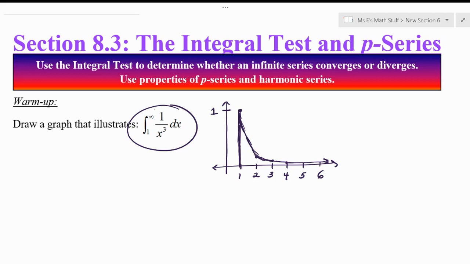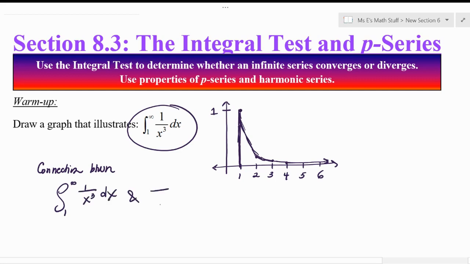And so basically, there is a connection between the integral from 1 to infinity of 1 over x cubed dx and the sum as n goes from 1 to infinity of 1 over n cubed. Spoiler alert, we're going to find that whatever the improper integral does, the related sum will do the same thing as far as converging and diverging. Anyway, we'll come back to this in just a little bit.